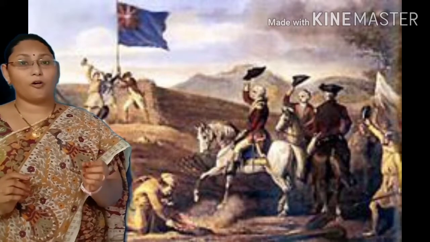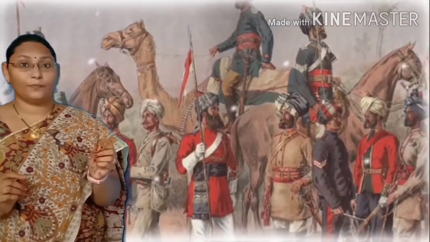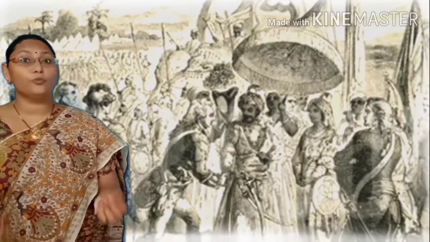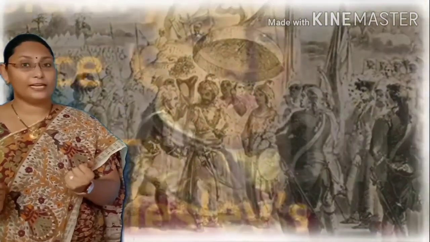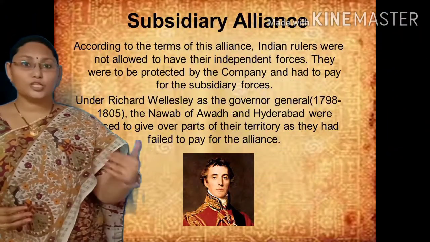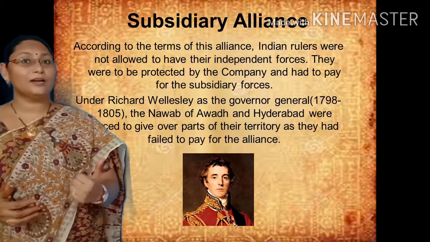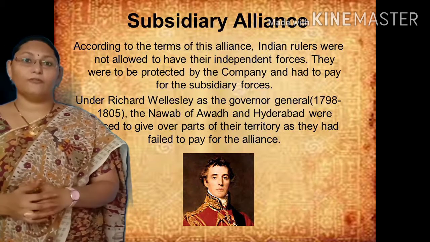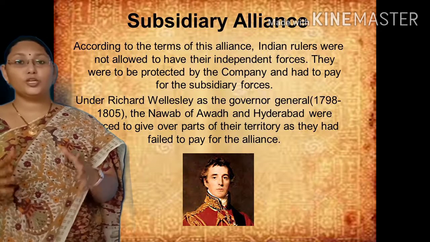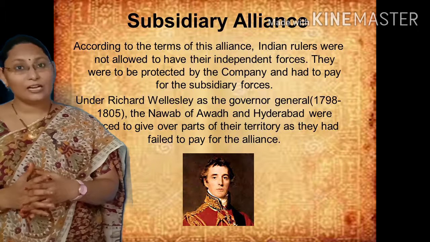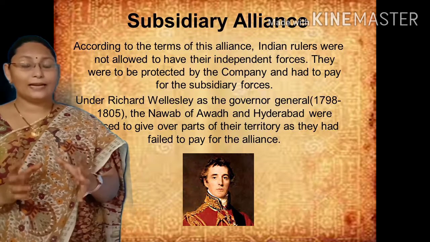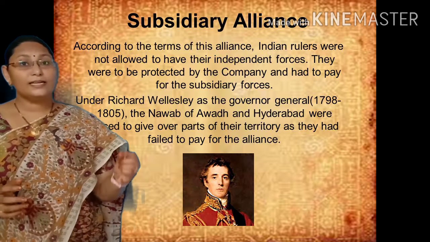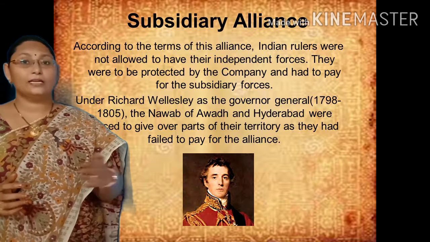They levied taxes or decided an amount for the king which was unbearable, and the king obviously could not pay that much money to the Britishers. So very easily they could take the territories from the hands of Indian kings. When Richard Wellesley was Governor General between 1798 and 1805, the Nawab of Awadh failed to pay the amount decided by the Britishers. Monthly, the Nawabs needed to pay some amount to the Britishers. The Nawab of Awadh failed to pay that amount, so they took half of the territory of that Nawab.